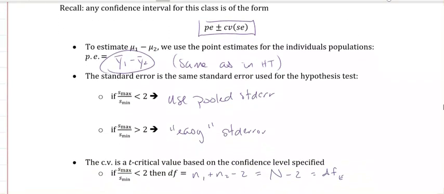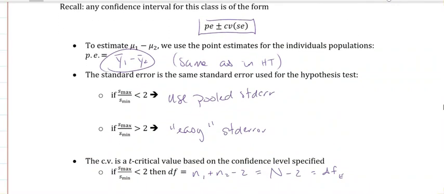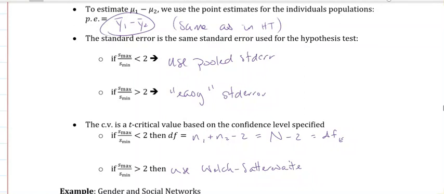And we're going to use the same rule for identifying our standard error. So if the ratio of S max over S min is less than 2, we'll use the pooled. And if S max over S min is greater than 2, we'll use the easy standard error. And then the critical value is going to be found using the same rule as well. So because we still have to identify the degrees of freedom, if S max over S min is greater than 2, we'll use the Welch-Satterthwaite approximation.